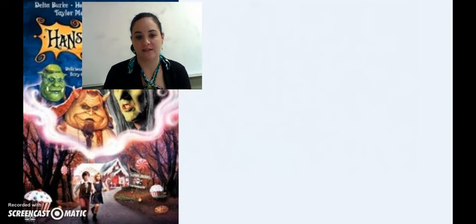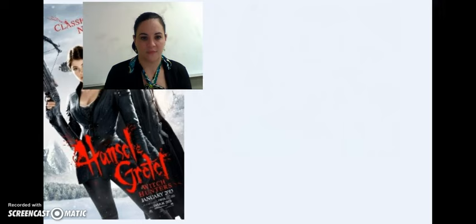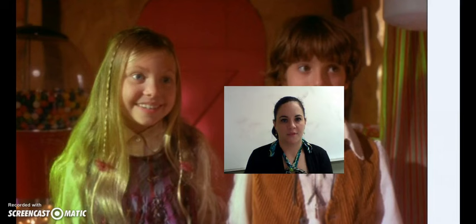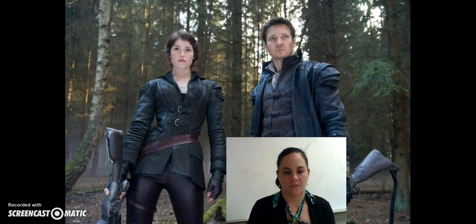This version looks like your typical kids' version. Fairy tale, young kids, some not so scary looking monsters. And then we have Hansel and Gretel Witch Hunters, where Hansel and Gretel are all grown up. The monsters are a lot scarier, and suddenly they're not innocent kids. Now they're weapon wielding witch slayers. So how did we go from innocent little kids to a couple of badasses?